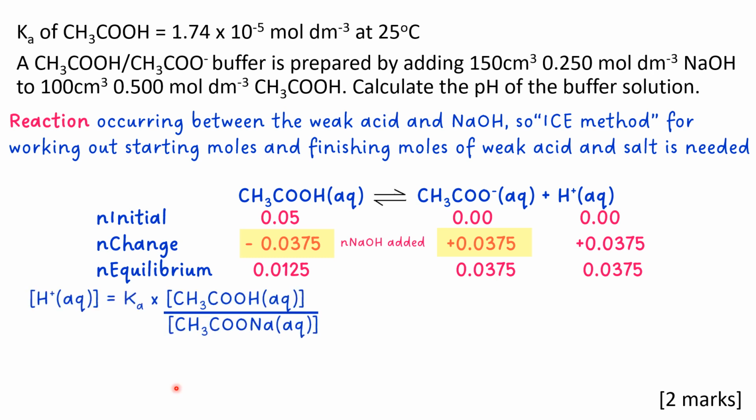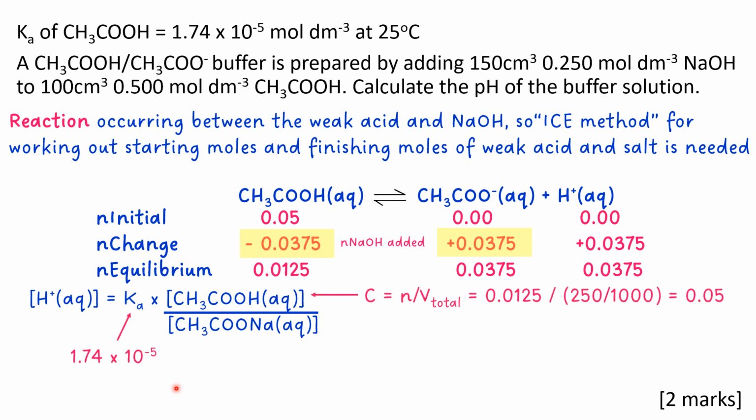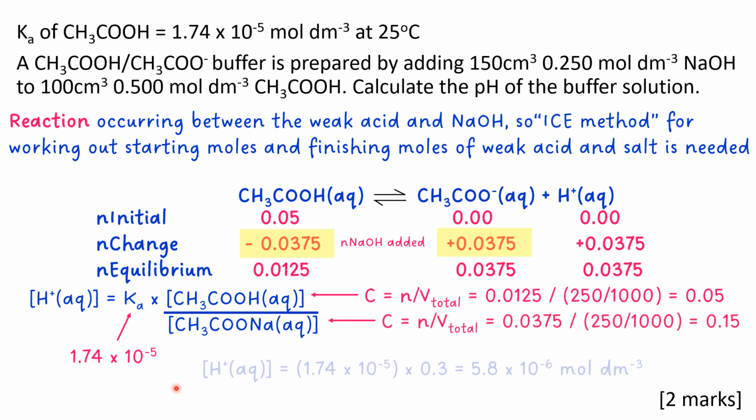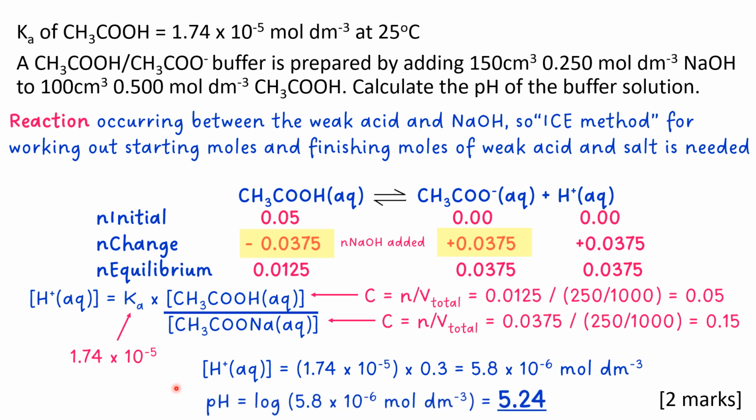So remembering that these are concentrations that we push into this calculation, not moles, we have to do C equals n over V, V total, like we talked about before. And as I mentioned a moment ago, it's 250 centimeters cubed in this case. So again, you can stick those numbers in, and that leaves you with 5.8 times 10 to the minus 6 moles per decimeter cubed. Plug that into the pH expression, and that gives you 5.24.